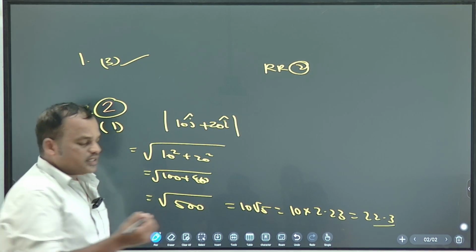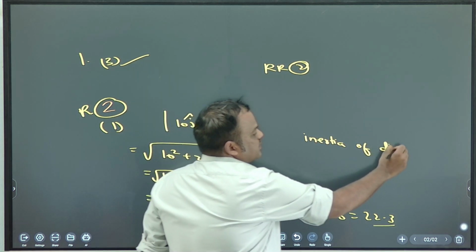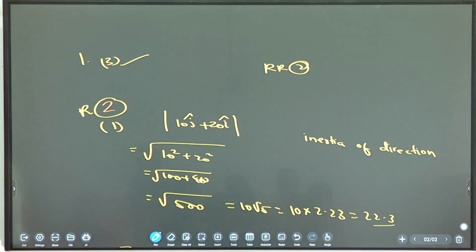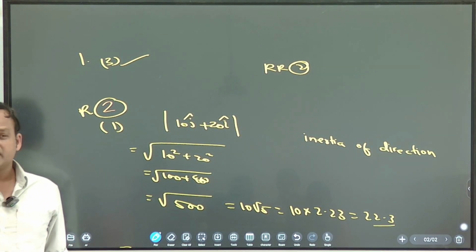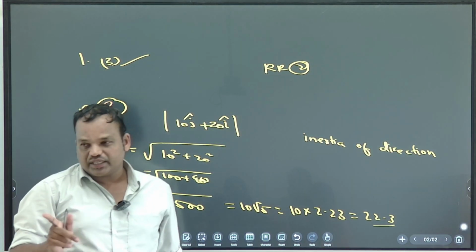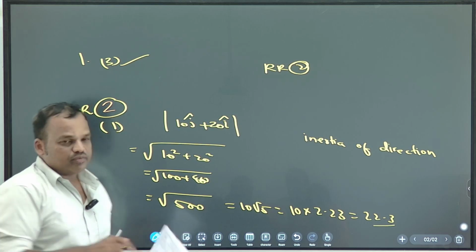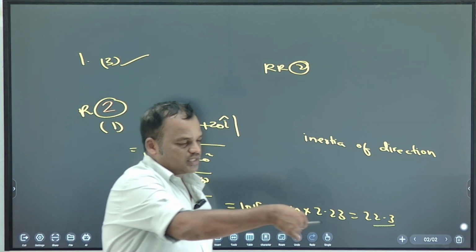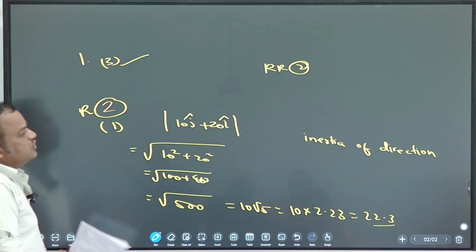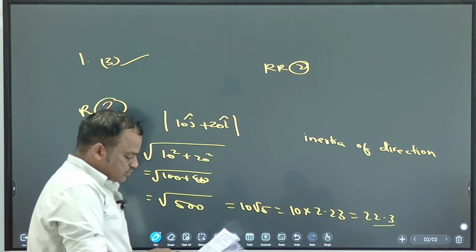Inertia of direction. What is inertia of direction? Body cannot change its direction by itself. What is needed to change the direction? External force, very good. External force is needed to change the direction, to change the state of rest, and to change the uniform velocity. Suppose a car is moving with uniform velocity. Now speed increasing or decreasing, so force is needed. So uniform velocity means it is also inertia of uniform motion.